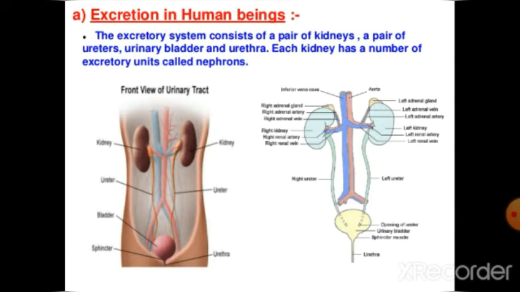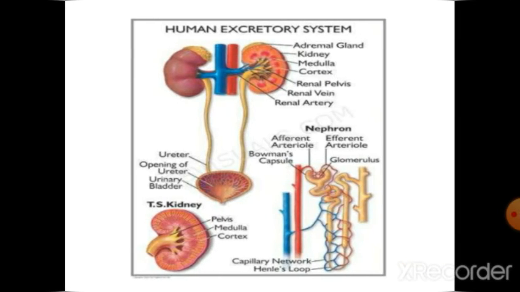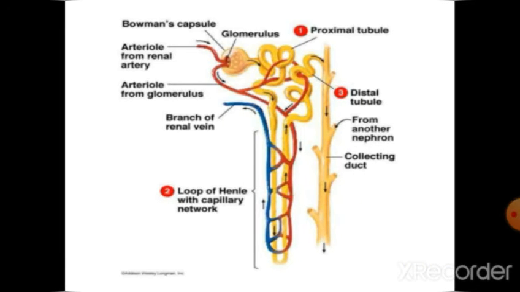Each kidney has millions of excretory units known as nephrons. This is the structure of the nephron. Nephron consists of the Bowman's capsule and the glomerulus. Glomerulus is a bunch of capillaries. From the glomerulus, some blood is transferred into the Bowman's capsule, and from the Bowman's capsule it is transported to the descending loop of Henle, then to the ascending loop of Henle, and then to the collecting duct. This structure helps in the formation of urine from the blood.